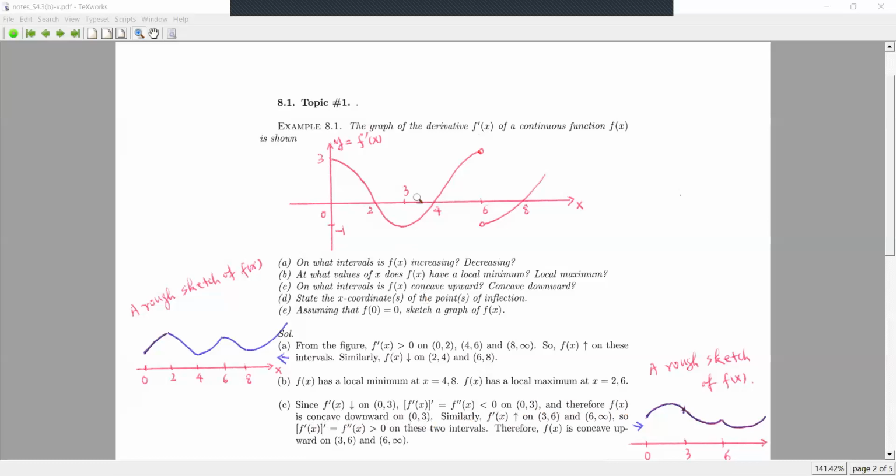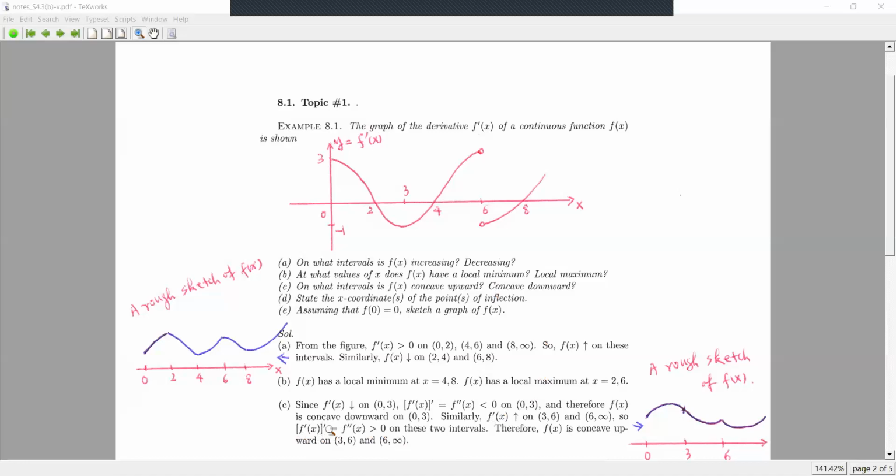Similarly, from 3 to 6, the curve is increasing. So the derivative of this curve is positive. The derivative of this curve is the second derivative of f.